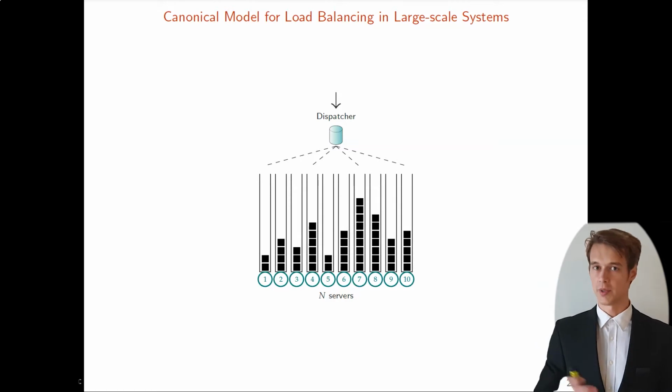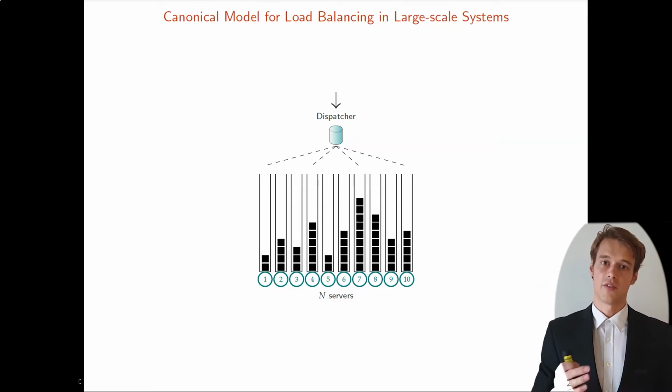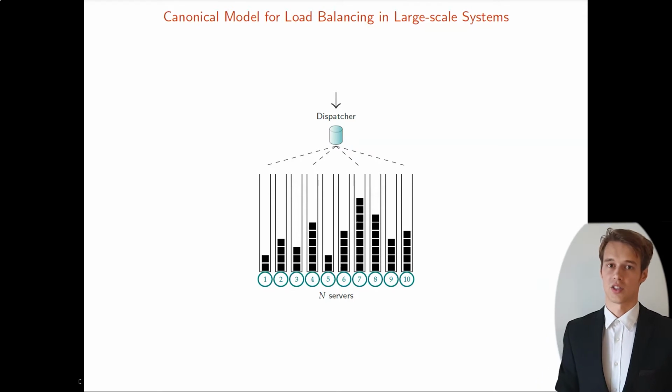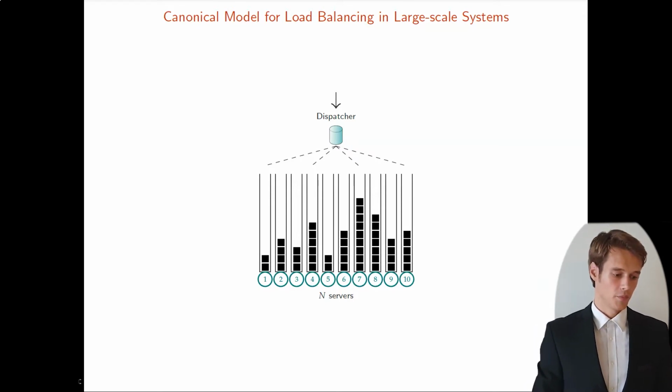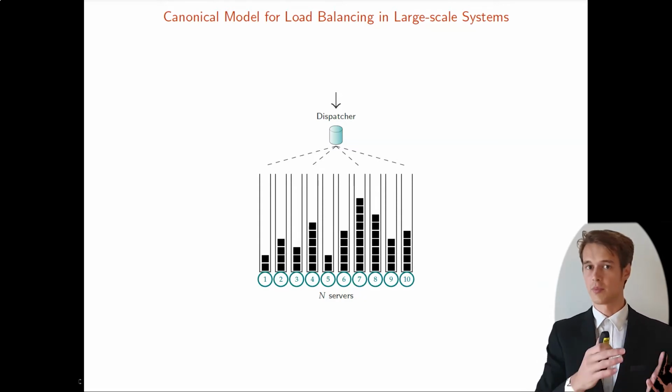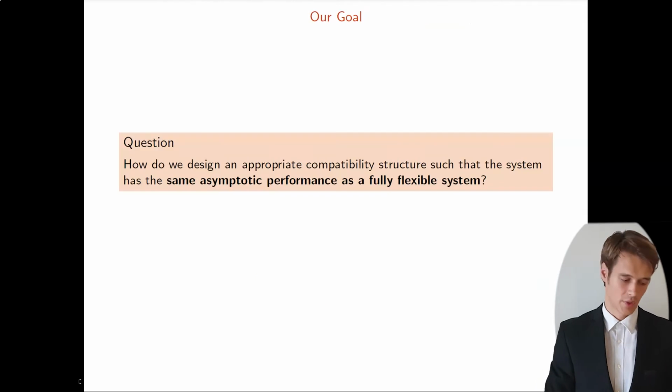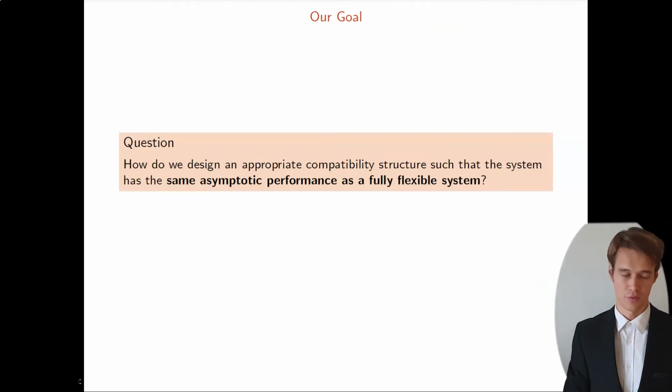We see a dispatcher. Tasks arrive at the dispatcher, and as soon as they arrive, they're routed to one server. Each server has an individual queue where the tasks wait until they're being served by the server. The question we're concerned with today is the compatibility constraints between the dispatcher and the server. And the question we would like to answer today is the following.